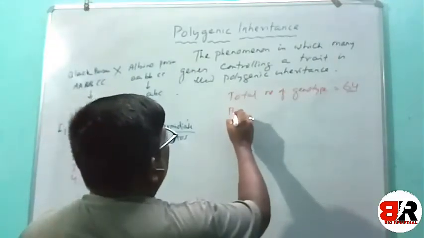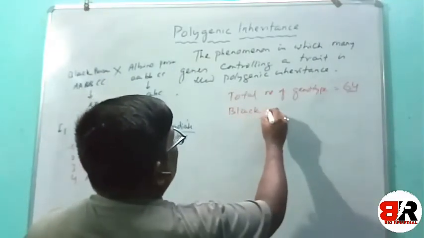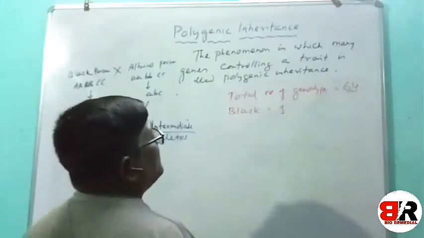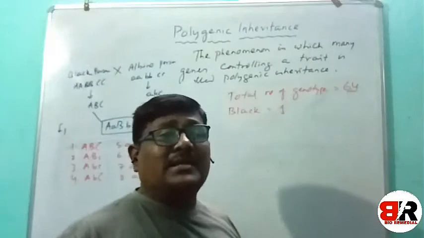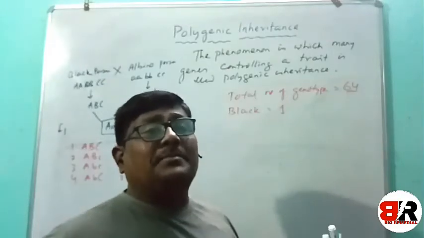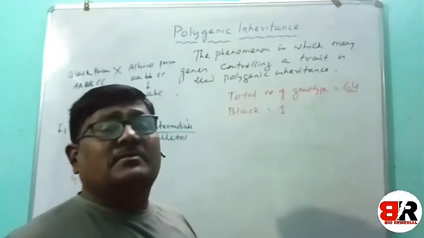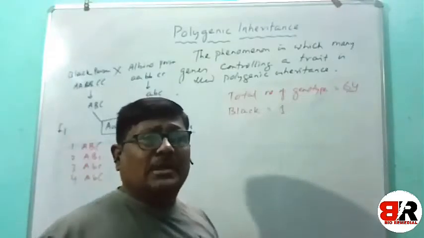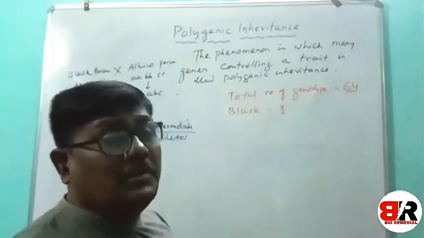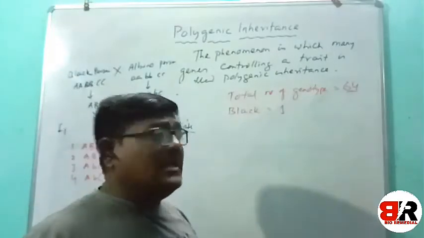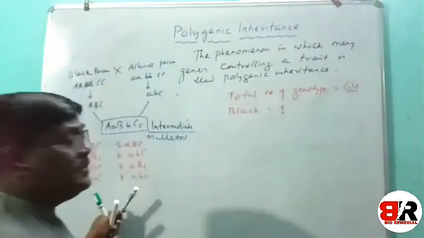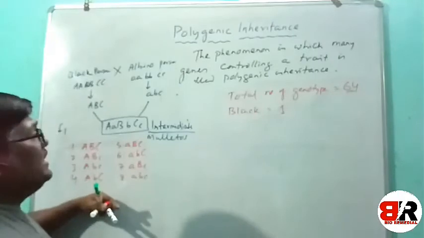So that means the black person, we can get 1. The phenotype we are talking about, the black person we will get 1, means in one case we will get all capitals: 2 capital A, 2 capital B, 2 capital C. If we take the Punnett square, you can try out the Punnett square with these 8 gametes.